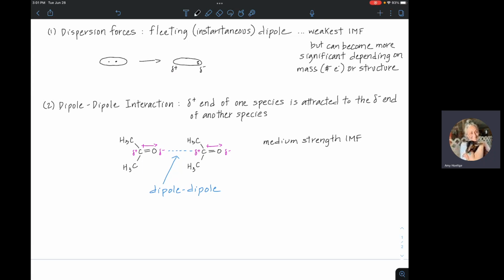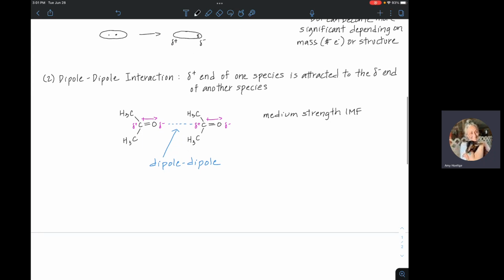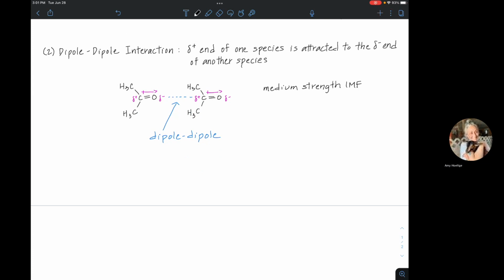A dipole-dipole interaction that's very special to us and is a little bit stronger is called a hydrogen bond. So hydrogen bonding is not a covalent bond. And in some courses, they make it seem like hydrogen bonding rivals a covalent bond. It actually kind of doesn't.